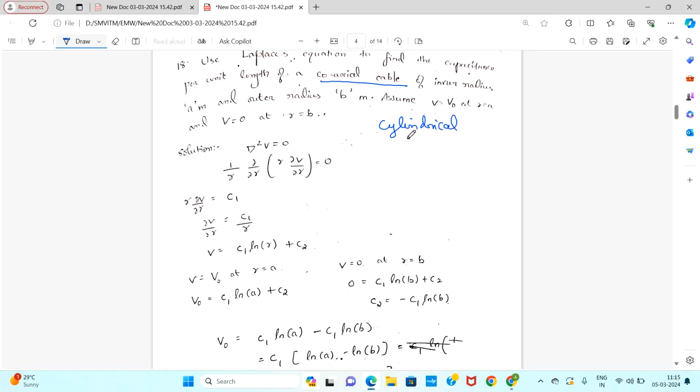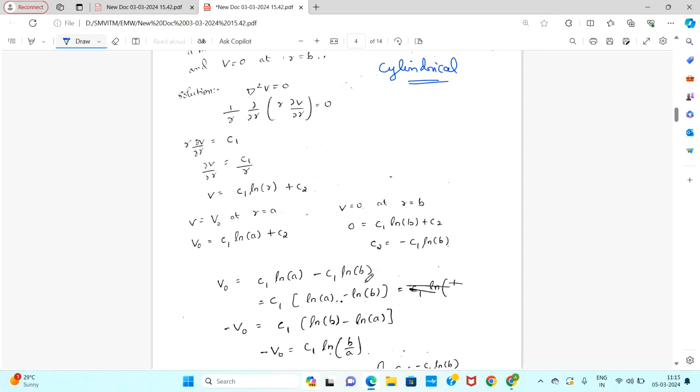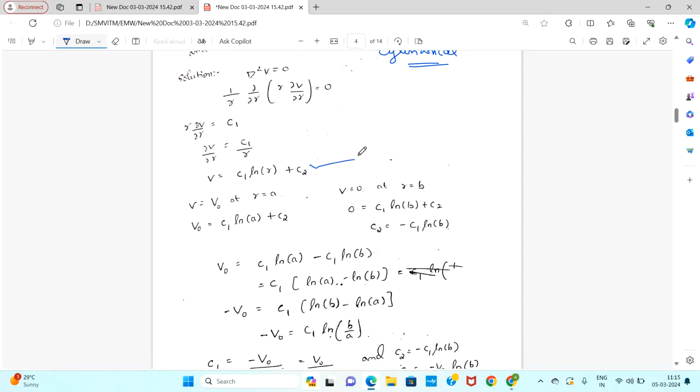Okay, it is cylindrical coordinate system. So for cylindrical coordinate system, since it is given only in terms of radius, take only the radius portion of the Laplace equation for cylindrical coordinate system. So that is done. And then simplify it step by step. You have to solve it to get the potential equation. This is your potential equation. Okay, and then use the two boundary conditions that are given.